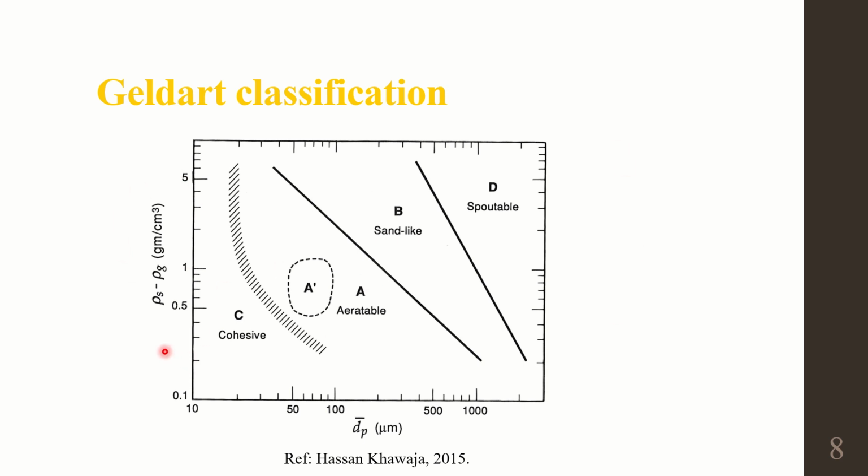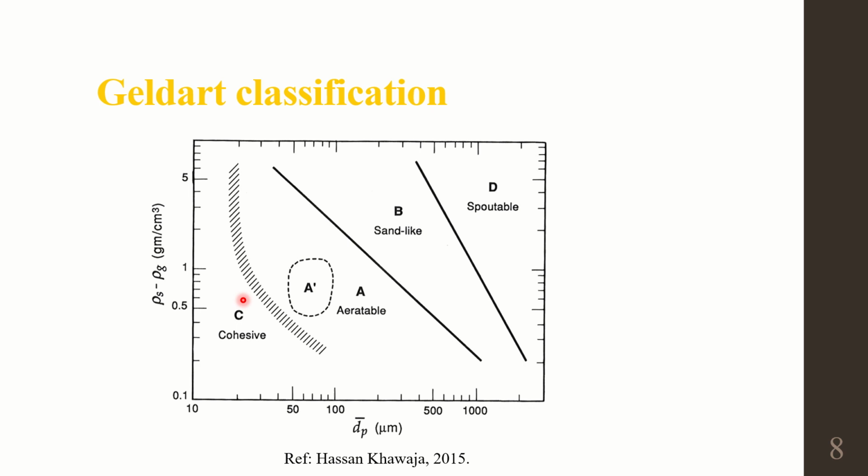Here in the y-axis we have the density difference, that is rho p minus rho f, the density of the solid minus the density of the fluid, and in the x-axis we have the diameter of the particle, dp. Very small particles come under the class of Geldart C. Since these particles are very small, considered like powders, they would be very cohesive in nature, sticking to each other. So it is very difficult to fluidize these particles. Geldart C particles are very difficult to be fluidized.